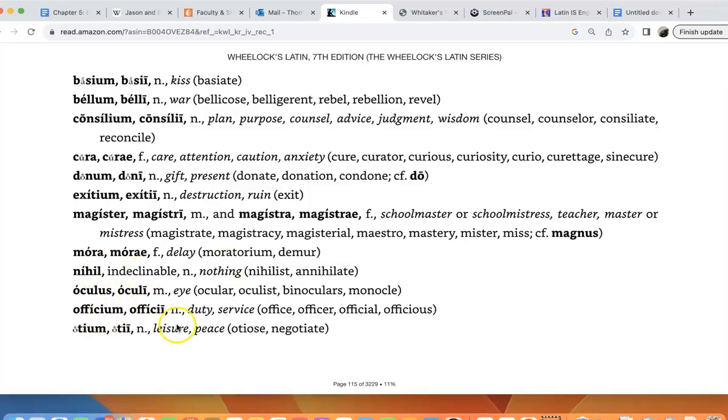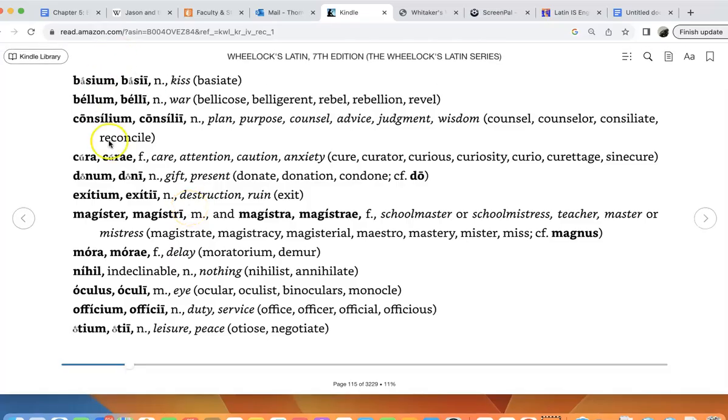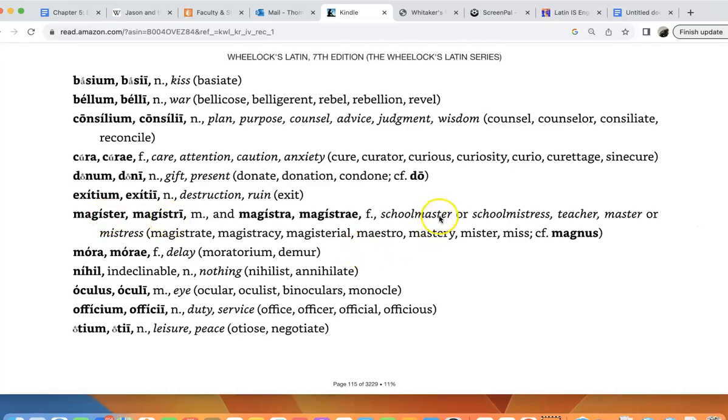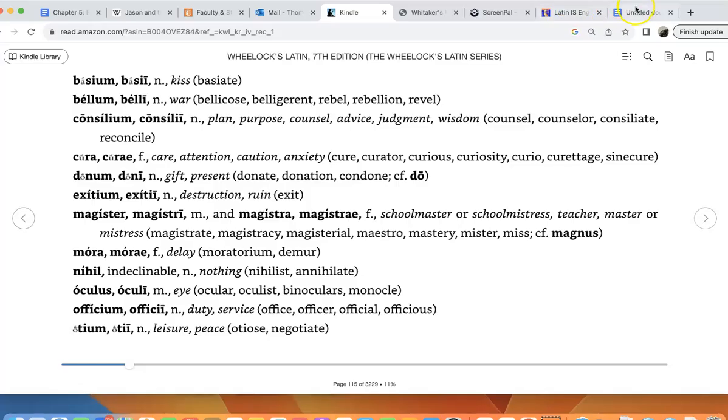So notice that otium, leisure. A lot of these words that we're using in our examples, if you know the vocabulary, notice how you don't need to use Whitaker's Words necessarily. It's kind of all right there. So magister, magistri means schoolmaster or teachers. And you can see these are all words in English that come from those Latin words, even the word miss, which is kind of interesting. All right, so we go back to the example here.